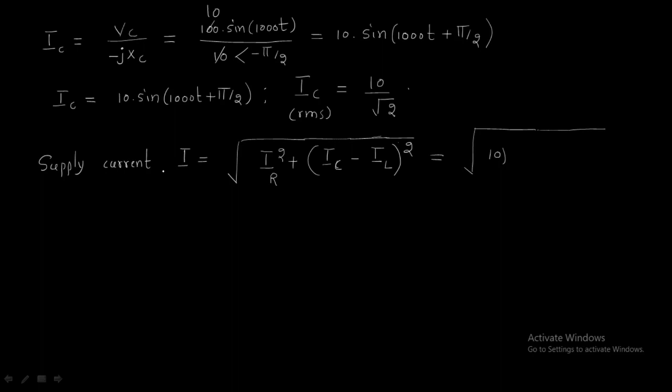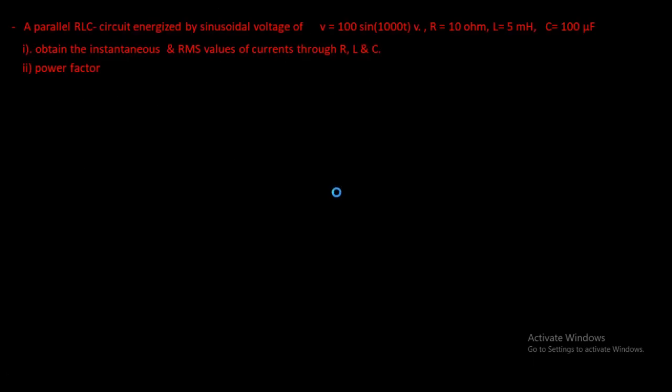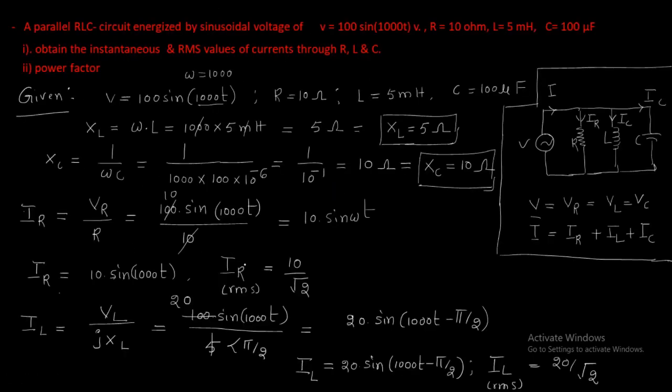We are finding directly the RMS supply current, so we have to write all the RMS values: IC RMS and this is also RMS. You know the RMS value of the resistive current is 10 by root 2, right?